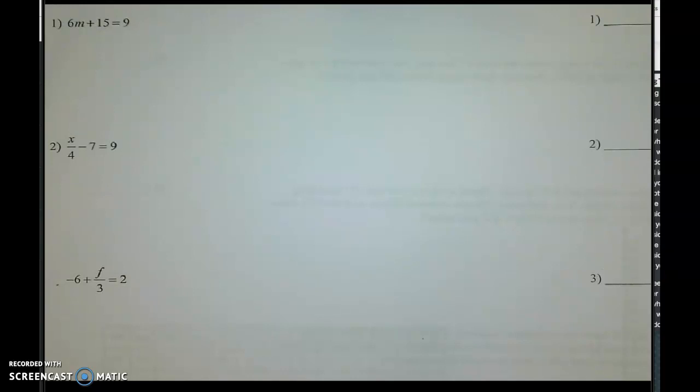So number 1, I see my variable is m. I need to get that by itself. I'm always going to start by trying to get rid of that constant first. Here I have a plus 15. Now when we are talking equations, we want to use opposites to help us isolate. So the opposite, the inverse of addition is subtraction.